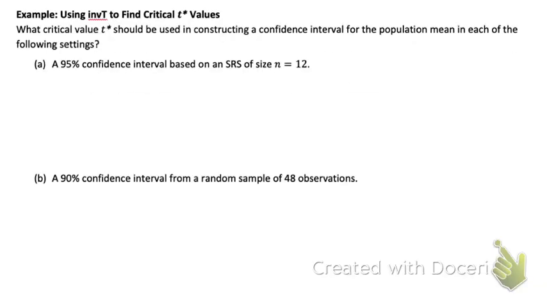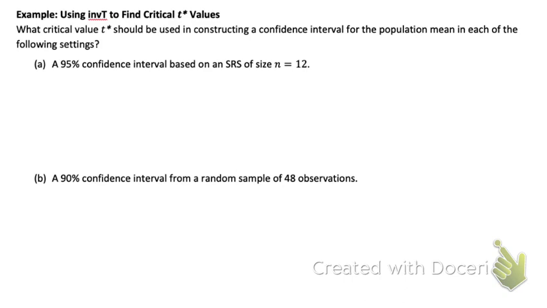T-star critical values are exactly the same as Z-star critical values, meaning they tell us how many standard deviations we're going to be going out in order to capture that middle percent. Now, I have bad news for you. They do not stay the same every time because it depends on your degrees of freedom. Okay? So, we're going to figure out how to find T-star critical values.